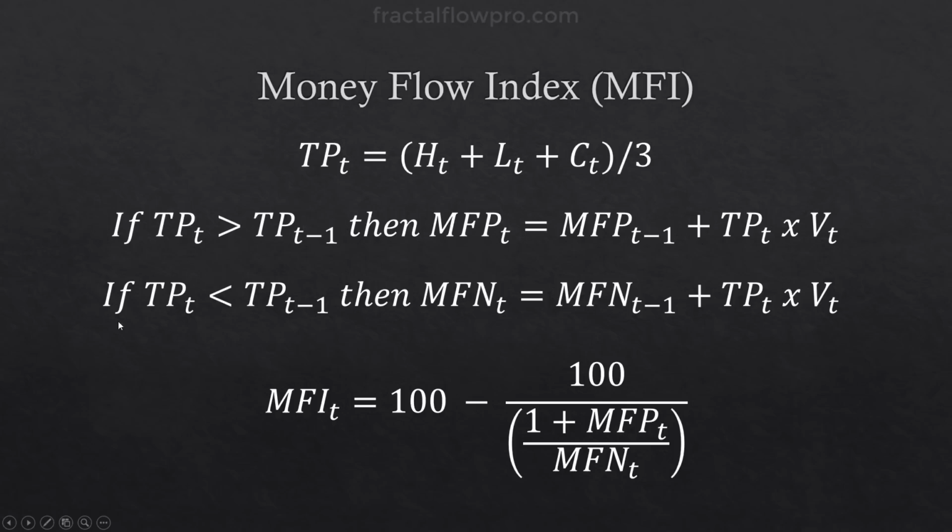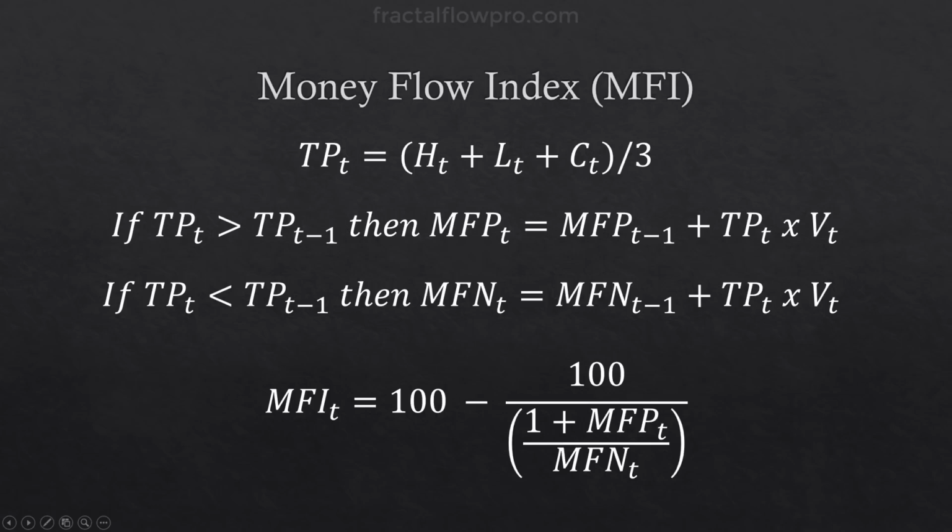If the current typical price is smaller than the previous typical price, then the negative money flow is equal to the negative money flow in the previous period plus the current typical price times the current volume. The positive money flow is the sum of all the periods where the typical price at t is greater than the typical price at t minus 1 within the predetermined indicator period. The negative money flow is the sum of all the periods where the typical price at t is smaller than the typical price at t minus 1 within the predetermined indicator period. Dividing the positive money flow by the negative money flow, we have the money flow ratio, which goes directly into the money flow index formula.